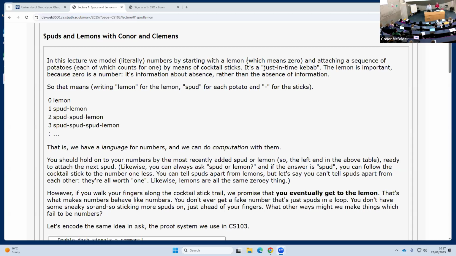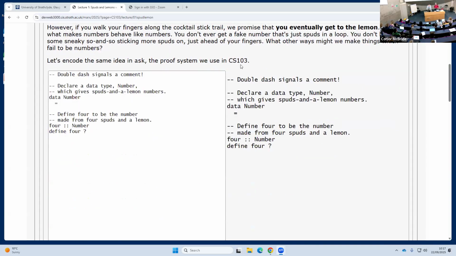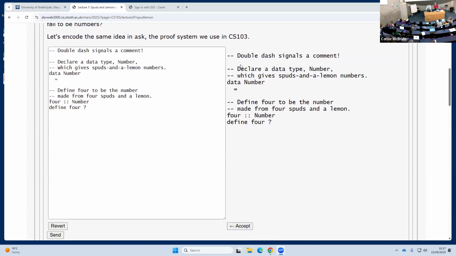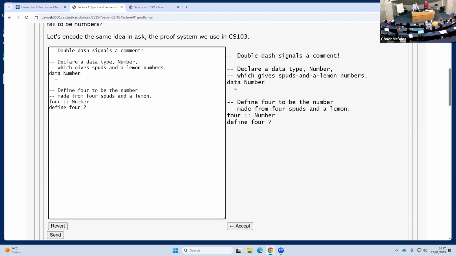Let's see what we can do. Let's scroll down to the box. Yes, and you click in the box. And here we want to now say what a number is. The data is a keyword, which means I'm inventing a new kind of data. And then we give a name to that, that's number. And then we say, what are the ways of making a number? We're going to have a capital Z for 0, because that's really the lemon.